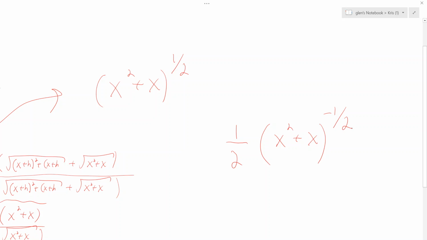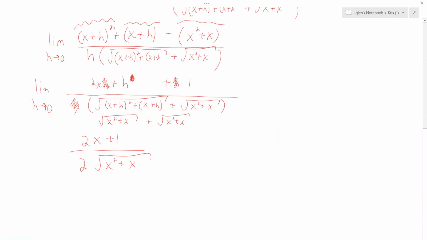I should see 1/2, that thing to the negative 1/2. But the negative 1/2 just puts it in the denominator, and it's in a square root. That's what negative 1/2 means. Do you see our answer, how it's in the denominator right now and it's in a square root? That's where that came from. That was the power rule. Okay?